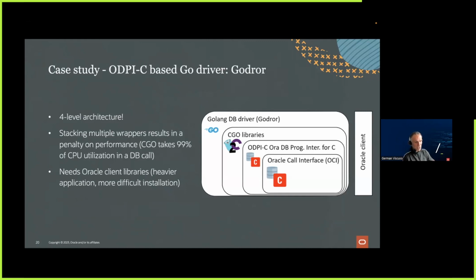So for example, here CGO takes 99% of CPU utilization. And if you are going to ship an application with this type of bindings, you also need the Oracle client library. So you have your customer install the libraries, or they should come with the application and be installed. So it's not super straightforward.